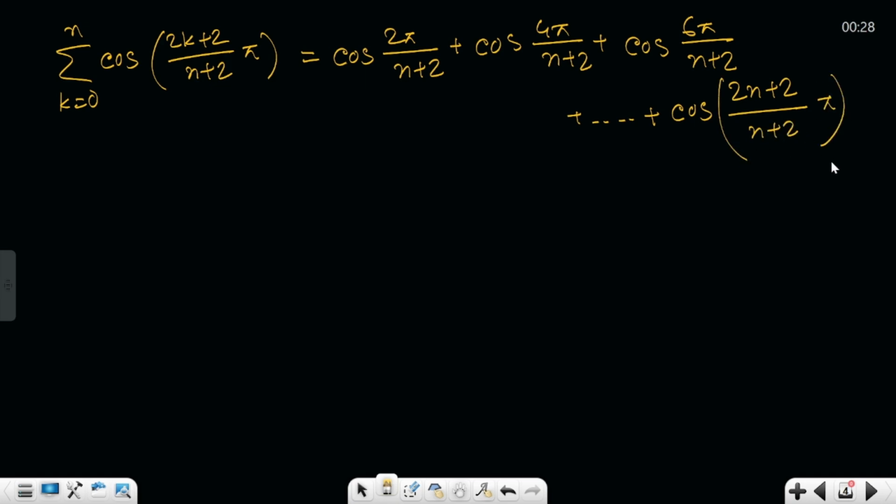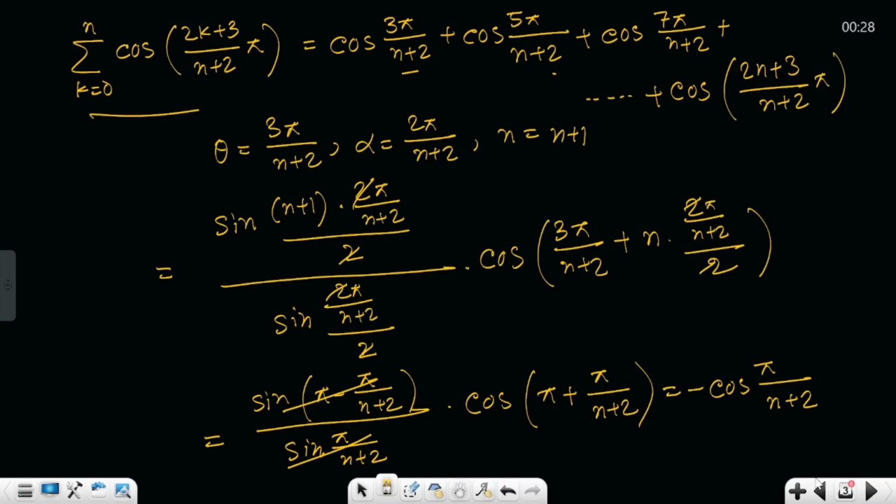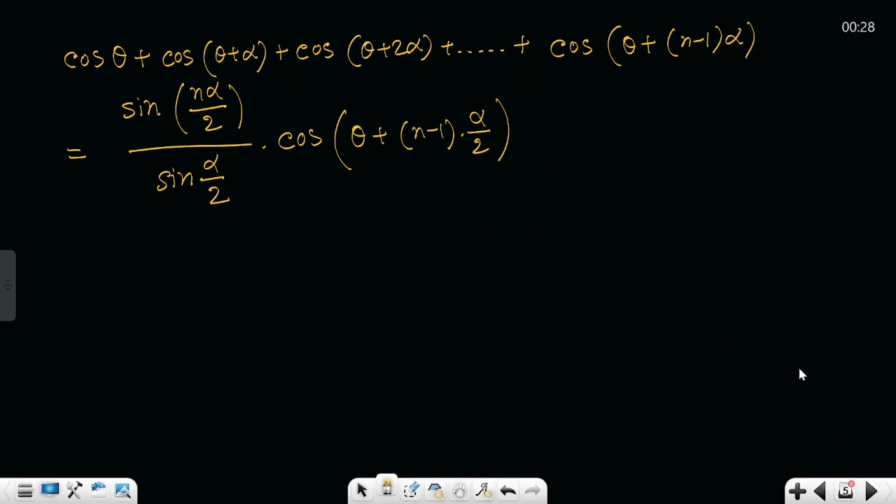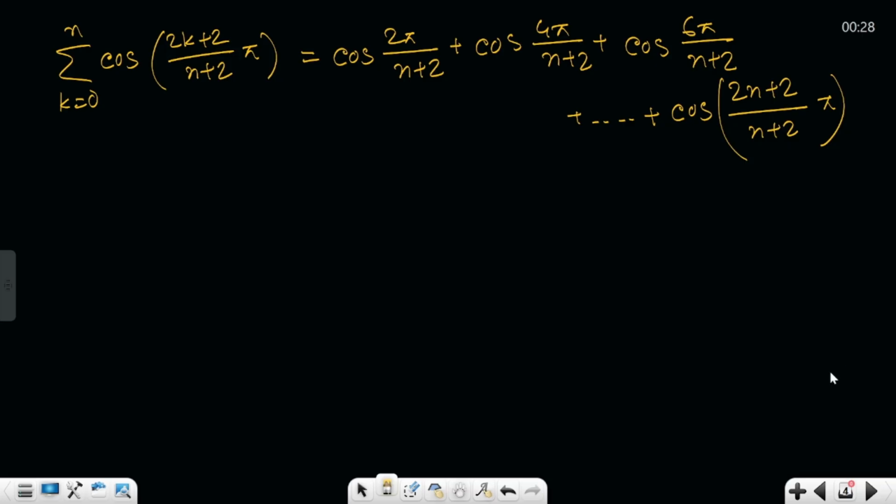Okay, here you can see that also the angles are in AP series, but the common difference here is 2 pi upon n plus 2. So now we can easily compare this with this one, right? So here theta is equal to 2 pi upon n plus 2, right? Alpha is also equal to, the common difference is also equal to 2 pi upon n plus 2. You can see easily. Okay. Now n is equal to n plus 1 here also. Clear?